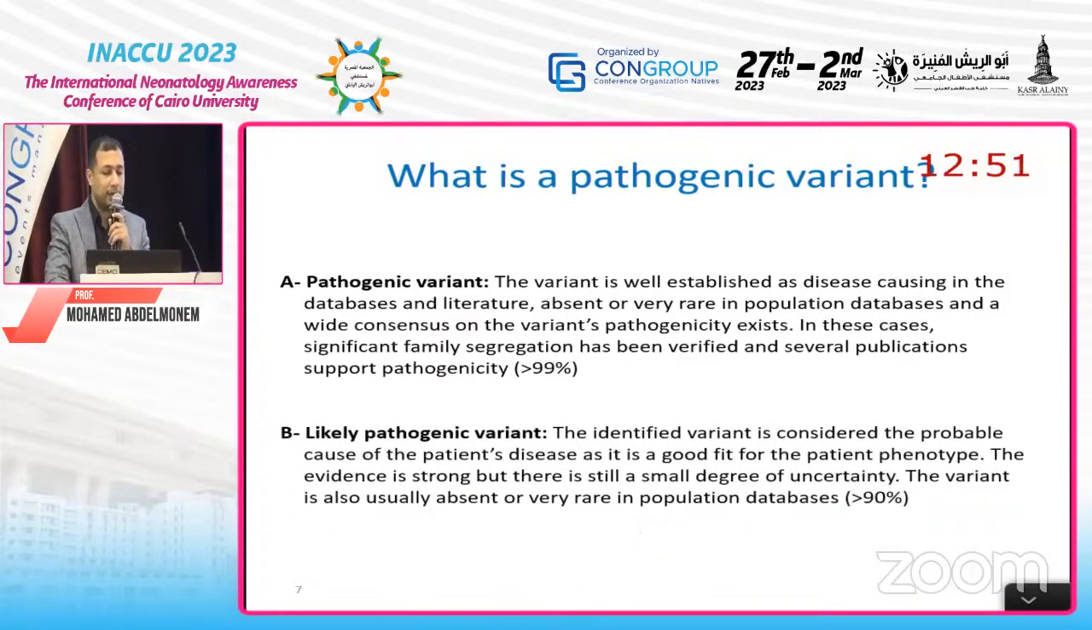Likely pathogenic variant, which is a little bit different. It is considered the probable cause of the patient's disease, as it is a good fit for the patient phenotype. The evidence is strong.